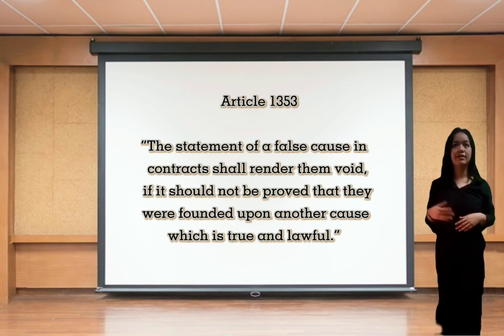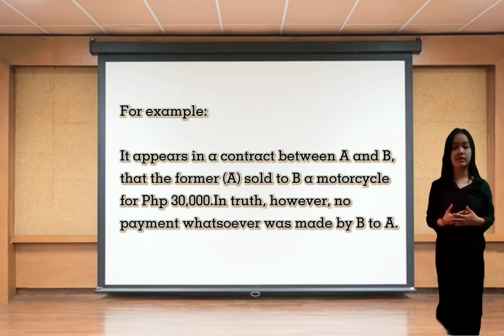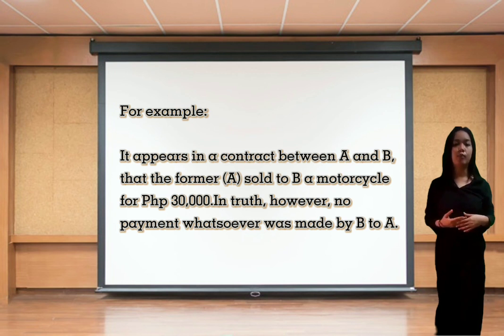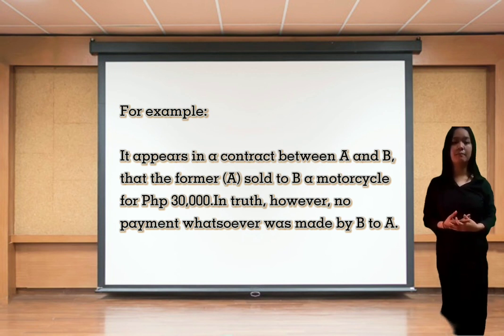So, bigay tayo ng example for Article 1353. So, for example, nag-appear sa contract ni A and B that the former, A, sold to B a motorcycle for 30,000 pesos. Pero yung totoo, wala pala talagang payment na nangyari between A and B. So, the reason is that the sale was made merely to defraud A's creditor. So, it can be seen that there is a statement of a cause, but the same is false o hindi totoo.